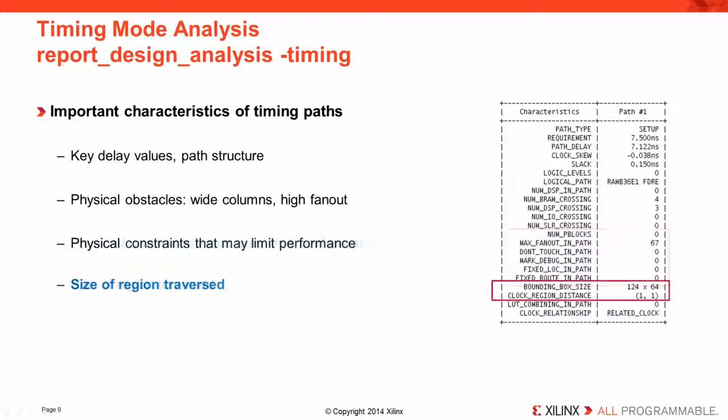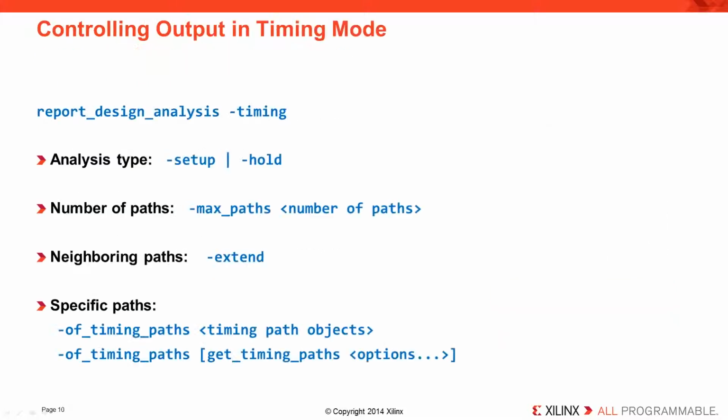The size of the region traversed by the path is given in terms of the absolute or RPM XY grid coordinates, and the number of clock regions crossed in the horizontal and vertical directions from start to endpoint. By default, the reported paths are the worst paths sorted by slack. However, there are other options. You can restrict output to setup paths only or hold paths. The -max_paths option controls the number of paths to report.